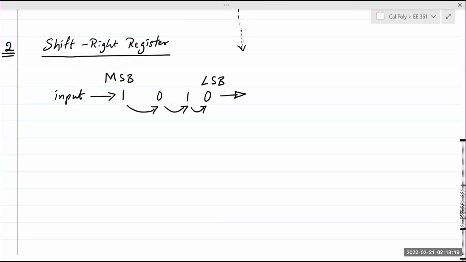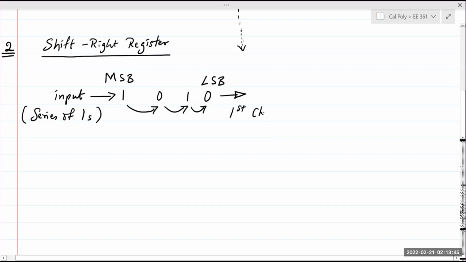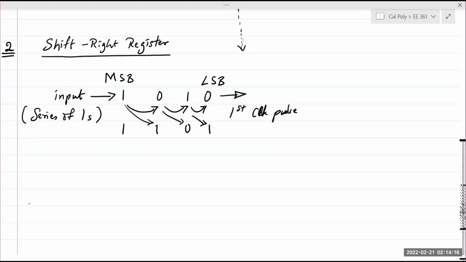We are told that the serial input data equals 1, meaning there are a series of ones that are being fed in with every clock pulse. So in the first clock pulse, one enters from the left, and so now my most significant bit is 1, and then this one moves here, one place towards the right. 0 moves here, and this 1 moves here. It's a shift right register, so every input of 1 from the left is moving the data towards the right. And that's all there is to it.